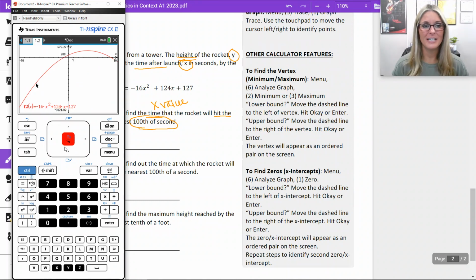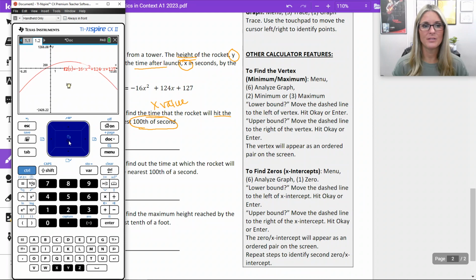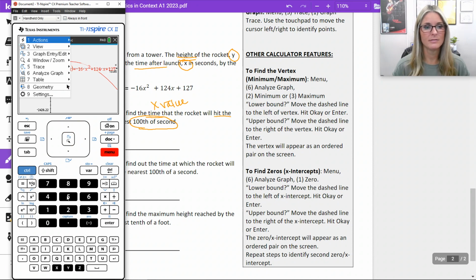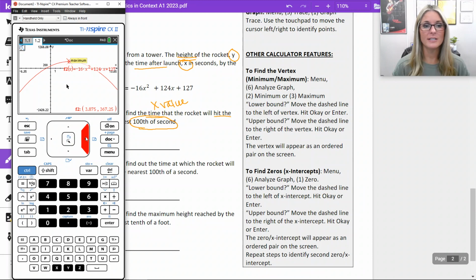All right, we are looking for where it hits the ground this time, right? So I'm going to grab it and move it just a tad and hold and release. Let's do menu trace, graph trace, and put that cursor on there. So there's that maximum point. That's not where we're looking for. We're looking for where it hits the ground. So let's travel over.